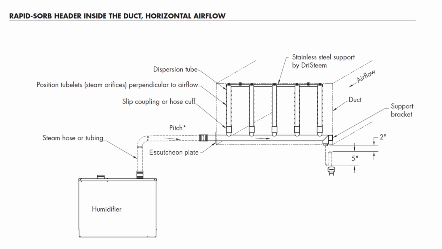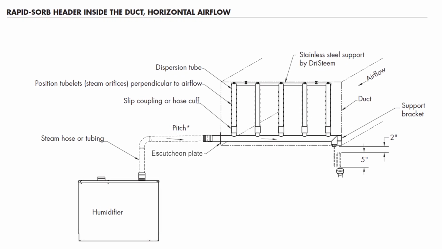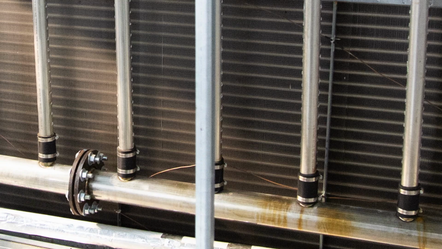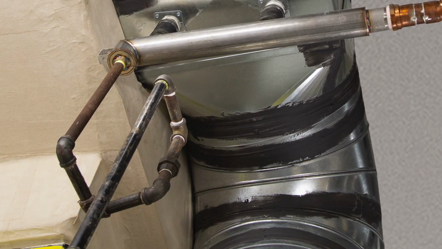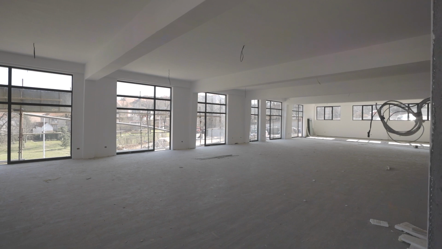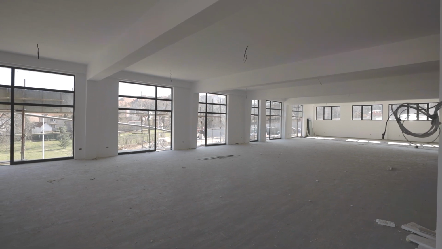instructions. Now we'll walk through the components and connection points you'll be working with during installation: hose cuffs and clamps, steam supply piping from humidifier to Rapid-sorb dispersion, and condensate drain piping for Rapid-sorb to drain or return to the humidifier. Before you head out to the installation site, here are some things you should verify.